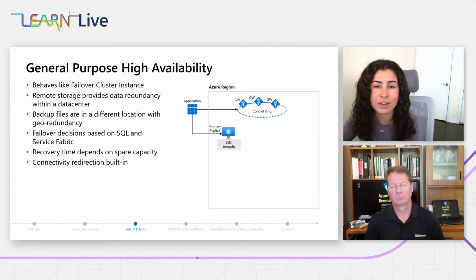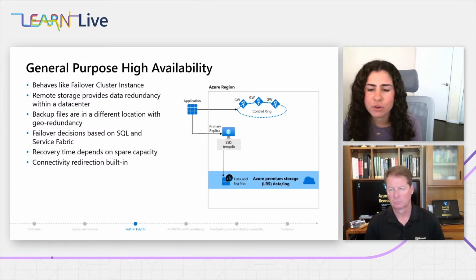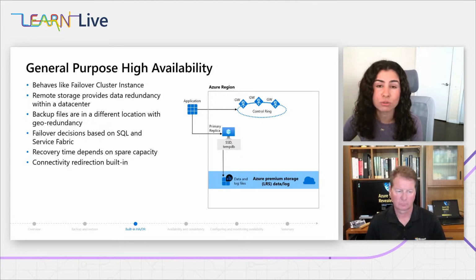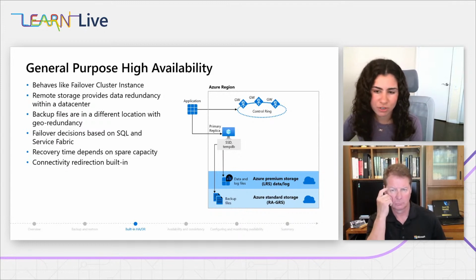That depends on, if you remember in module 2, we talked about redirect versus proxy, and that's going to change if you're going to the gateway every time versus going straight to, in this case, the primary replica. Now, for general purpose on the primary replica, we have the TempDB running on directly attached SSDs. However, your data and log files are stored in Azure Premium Storage, and that storage is also locally redundant storage, or LRS storage. So you can think of this similar to a failover cluster instance. Again, your backups are going to be stored depending on what you choose, but typically by default, people store them in GRS storage.